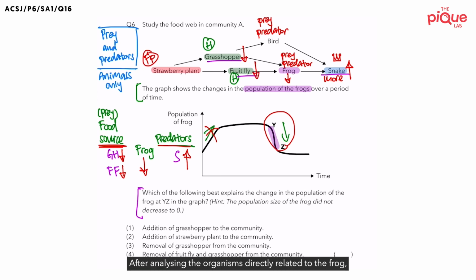After analyzing the organisms directly related to the frog, we have sufficiently annotated the question already. So let us look at the options and see if we can find the correct answer. Option 1. An addition of grasshoppers to the community.